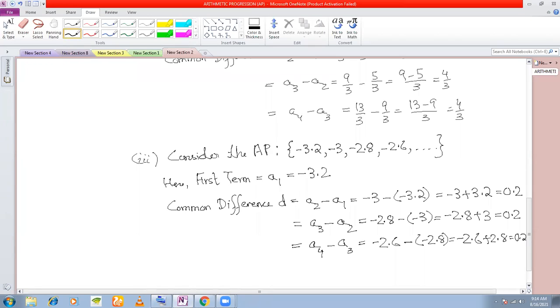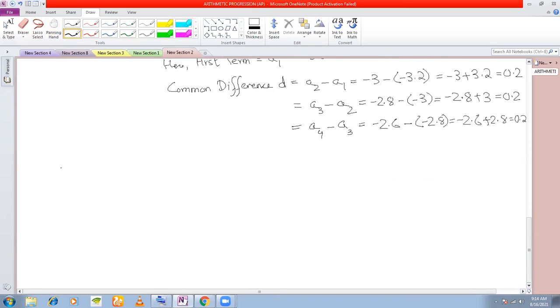Okay, so this is how you find out the first term and the common difference. Now, what if I don't give you the AP? Instead of the AP, if I give you only the first term and the common difference, then how will you determine the set?